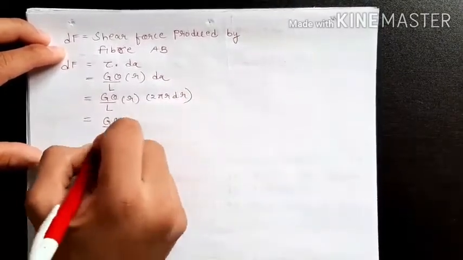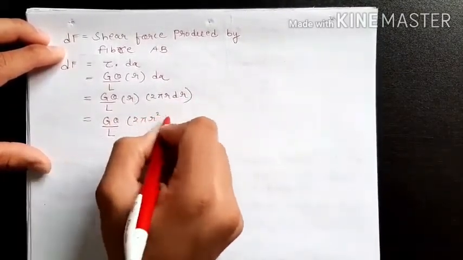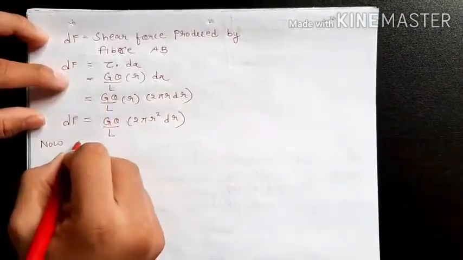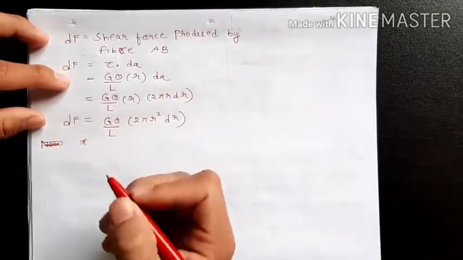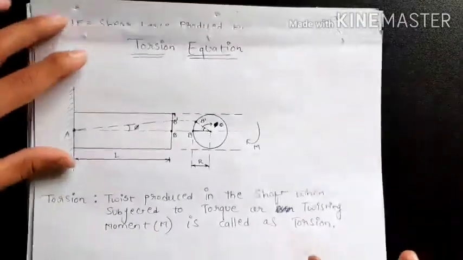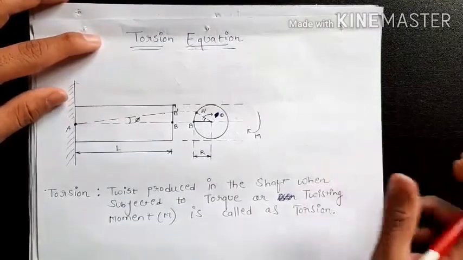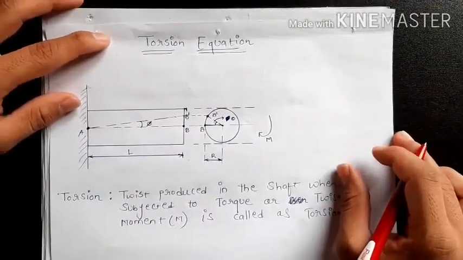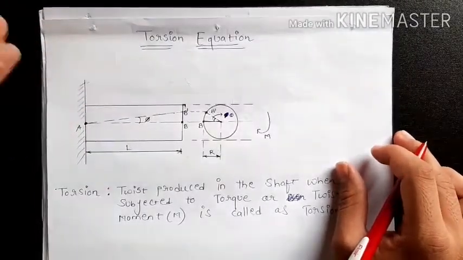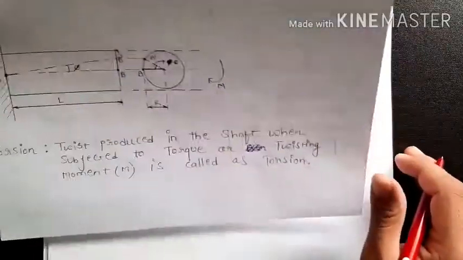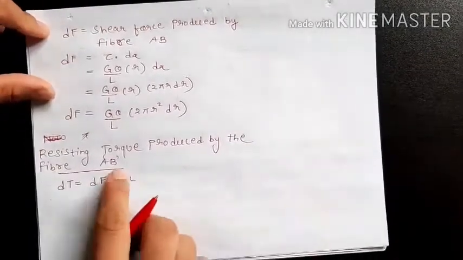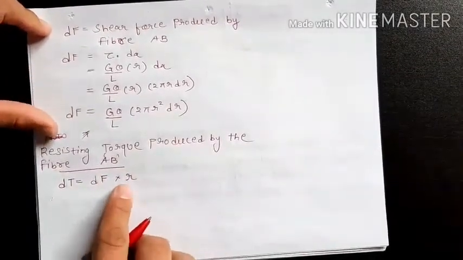So now G theta by L into 2 pi r square dr. This is dF. Now integrating, or first we will find the torque produced by that fiber AB. Applying a resisting moment or torque to the shaft will also produce a resisting torque due to this resisting shear force. So now we will find the resisting torque produced by the fiber AB. The resisting torque produced by the fiber AB is given by dT equals dF into r.